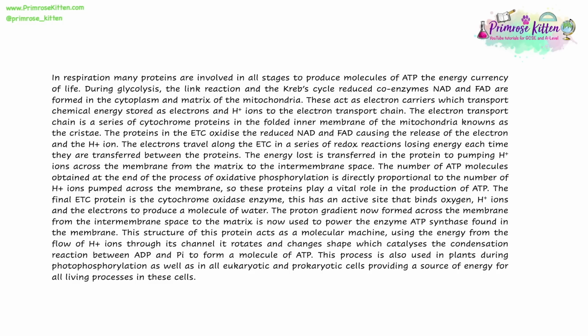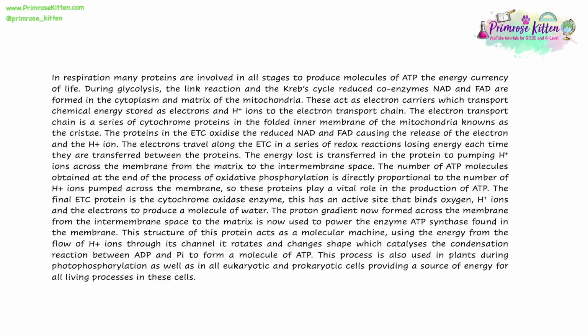The proteins in the electron transport chain oxidize the reduced NAD and FAD, causing the release of the electrons and the H+ ions. The electrons travel along the ETC in a series of redox reactions, losing energy each time they are transferred between the proteins. The energy lost is transferred into the protein to pump H+ ions across the membrane from the matrix to the intermembrane space. The number of ATP molecules obtained at the end of the process of oxidative phosphorylation is directly proportional to the number of H+ ions pumped across the membrane, so these proteins play a vital role in the production of ATP.